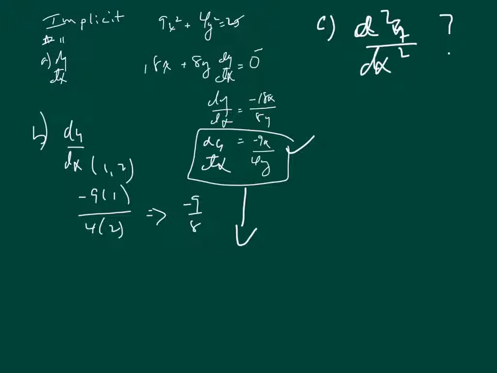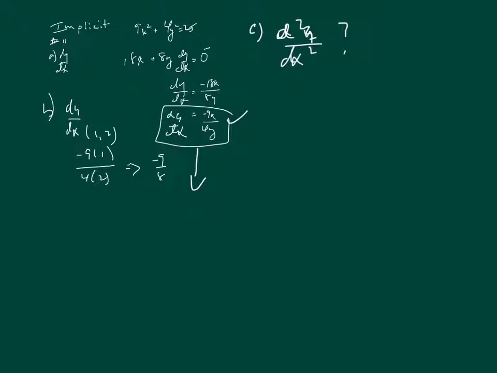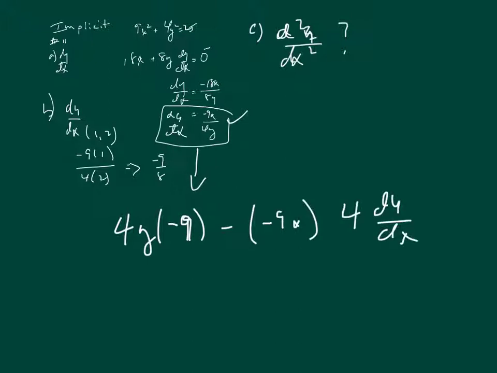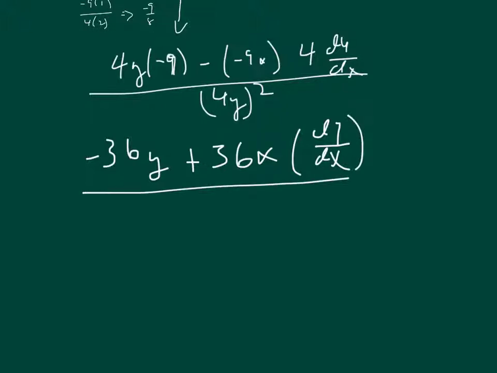We get, let's see if I can slide up. That's going to be better. So we get low d high is negative 9 minus the high, negative 9x, d low, which is 4 dy dx, all over the low squared, which we have is 4y squared. Alright. So, we're going to just deal with that for now. So now we have negative 36y plus 36x dy dx all over 16y squared.